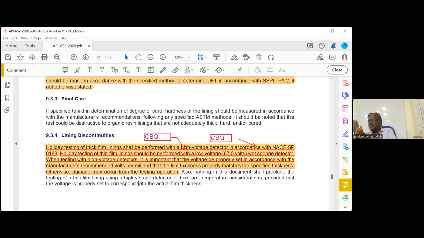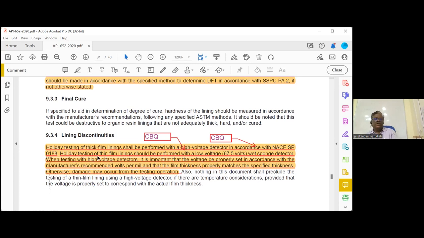Generally, linings are not conductive, except the inorganic zinc that is conductive. That's why we cannot do the holiday test on it. When you are using very high voltage, the lining becomes conductive. It will pass current. That voltage limit is called the dielectric strength. Dielectric strength is the voltage at which a non-conductive material becomes conductive.